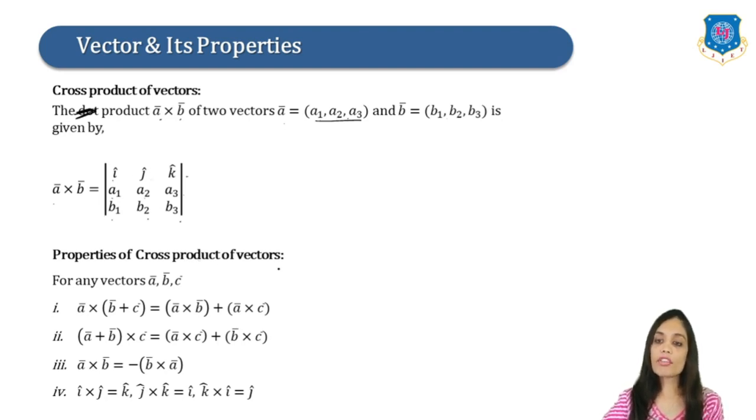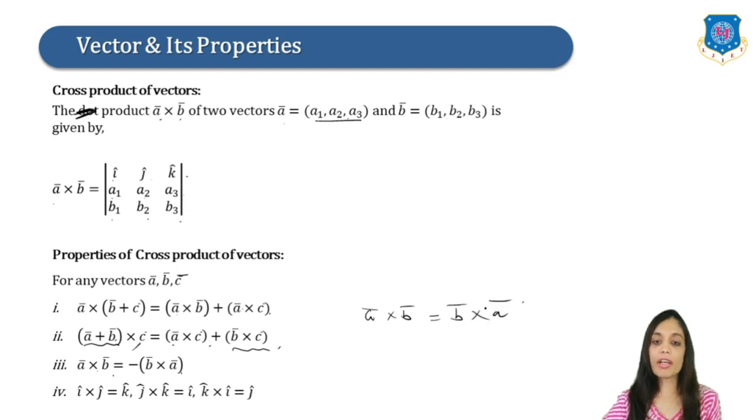Now there are a few properties of the cross product. If there are three vectors A bar, B bar and C bar, then vector A bar cross (B bar plus C bar) will be equal to A bar cross B bar plus A bar cross C bar. Similarly, if I have (vector A bar plus vector B bar) cross C bar, then you have to do the cross product of A bar and C bar plus the cross product of B bar and C bar.